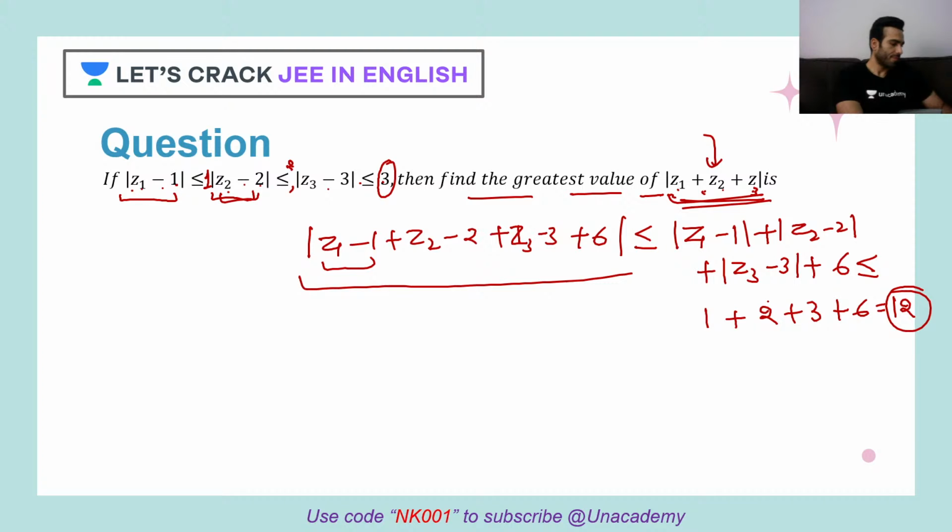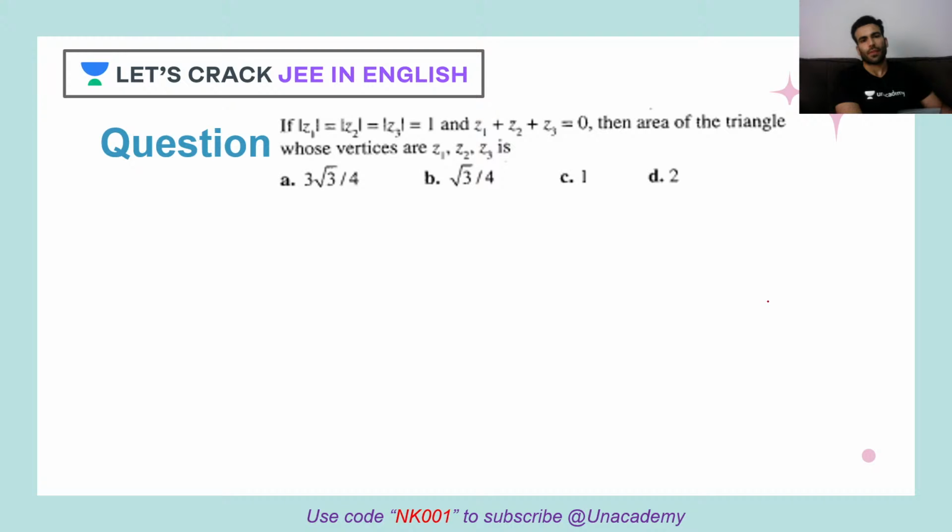Got it, guys? So these were the questions based on the modulus property of complex numbers. Oh, we have one more question. Now see, mod z1, mod z2, mod z3 equal to 1. So all three vectors have the same magnitude: one vector, another vector, and a third vector.